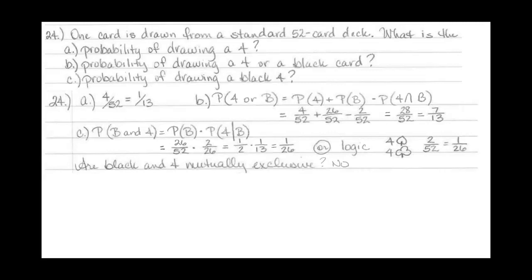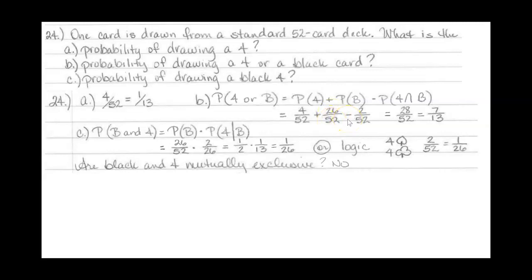All right, then B, the probability of drawing a 4 or a black card. So remember, when you have or, it's the probability of the first one plus the probability of the second one minus the probability of anywhere those two things intersect. So that would be the probability of a 4, which we just had a second ago. That was 4 out of 52, plus the probability of a black. So there are 52 cards in the deck, and half of those, 26 of the 52, are black.